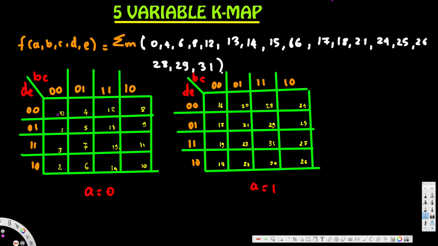At location 0, we have 1. At location 4, we have 1. At location 6, we have 1. Location 8, we have 1. 12, we have 1. 13, we have 1. 14, we have 1. 15, we have 1. 16 is here, 1. 17 is here. 18 is here. 21 is here. 24 is here. 25 is here. 26 is here.